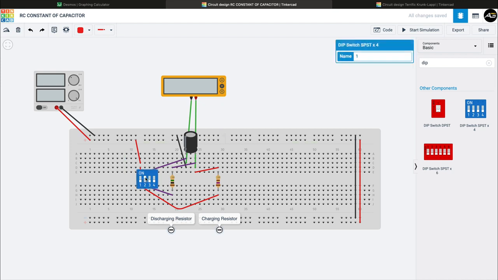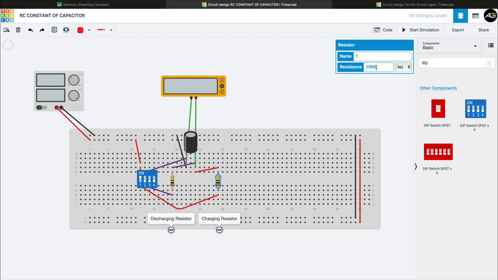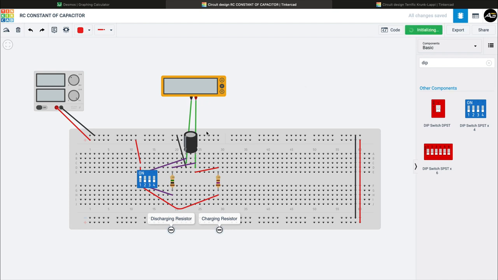Or if I add one more case, we can increase this charging resistor value to 1000 kilo ohm and see what happens. So you can see that it is starting from millivolt. So it is charging at a very slow rate. As earlier, if we change this resistor value to 170 ohms, you can see that it is easily attaining 10 volt.